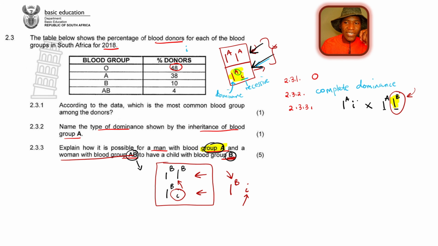How do you show that? Of course, you do the cross. You just cross here and you give us the possible genotypes. So the possible genotypes here will be IA, the other one will be IA-IB, the other one will be IA with a small letter i. The last one will be IB with an i.